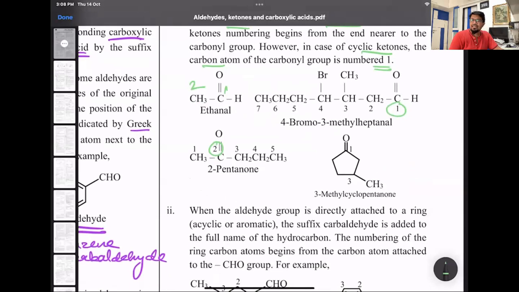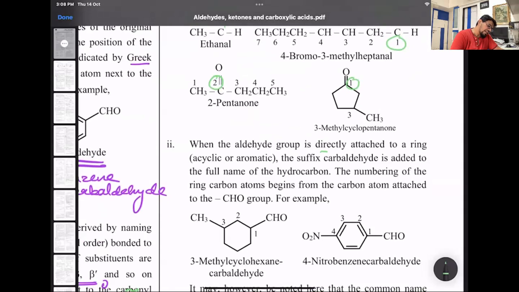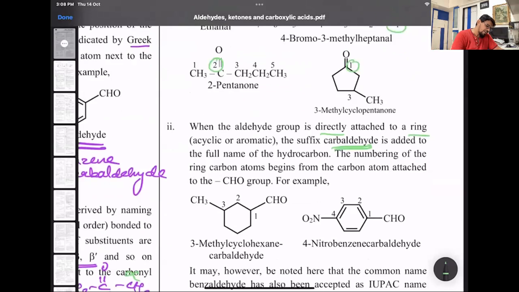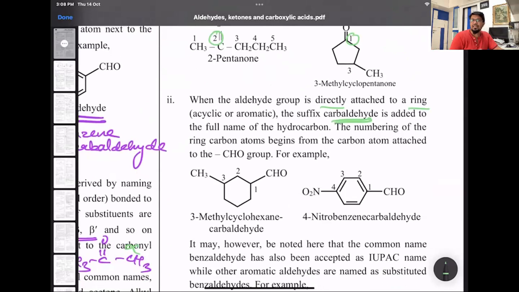And like this, now when it is there, then the ketonic group is given the first priority, methyl third, so it's 3-methyl cyclopentanol. And when the aldehyde group is directly attached to the ring, then the suffix we write in the last, carbaldehyde, is added to the name over there. So that's why look at that name. How do we name this part? 3-methyl cyclohexane carbaldehyde.